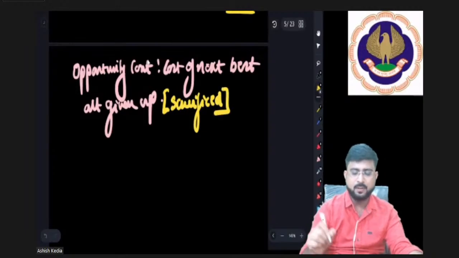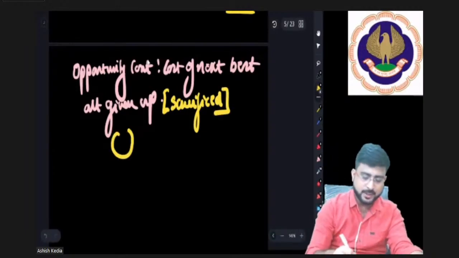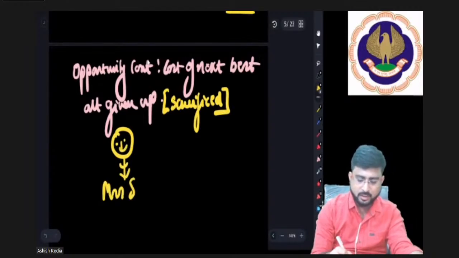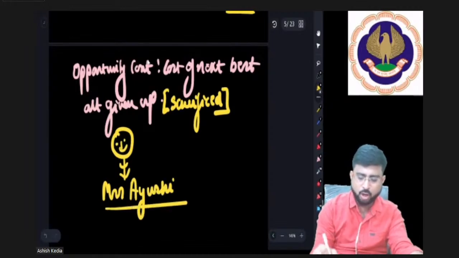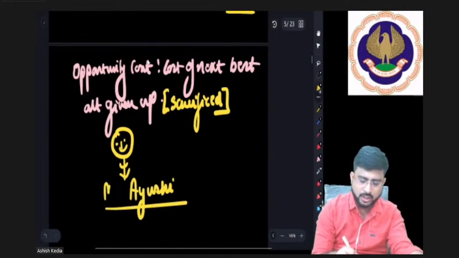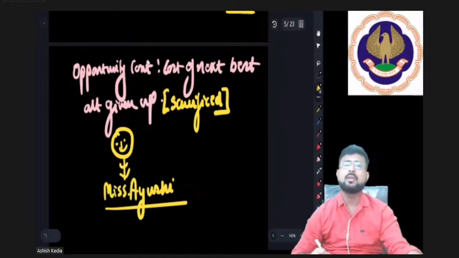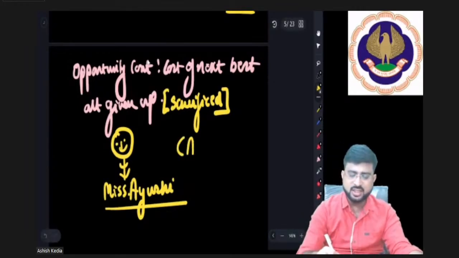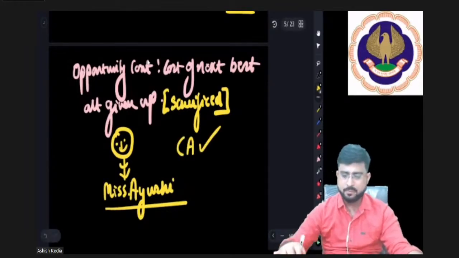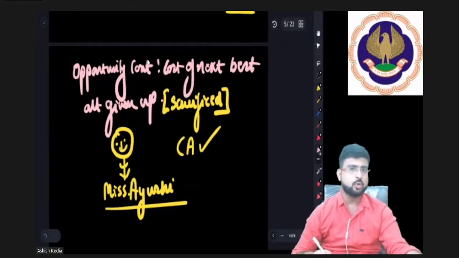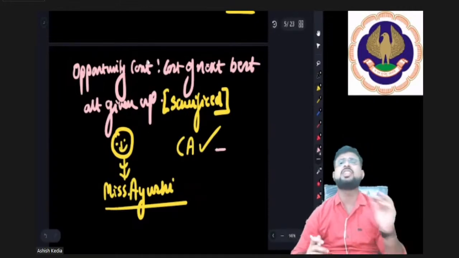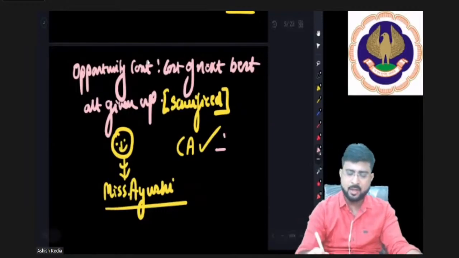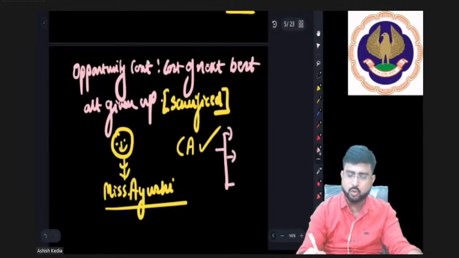Let's say for example, Miss Ayushi, whatever you want to call. Now this Miss Ayushi has completed her chartered accountancy. Okay, she has decided that she will do job for some time maybe. So she gets 3 job opportunities.